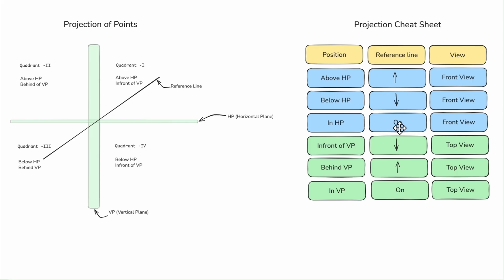In a similar way, when you see in front of VP, it will be the reference line, and the point will be below the reference line. So in front of VP, down arrow. In front of VP, down arrow. You have to remember this at any cost because this is going to save you.